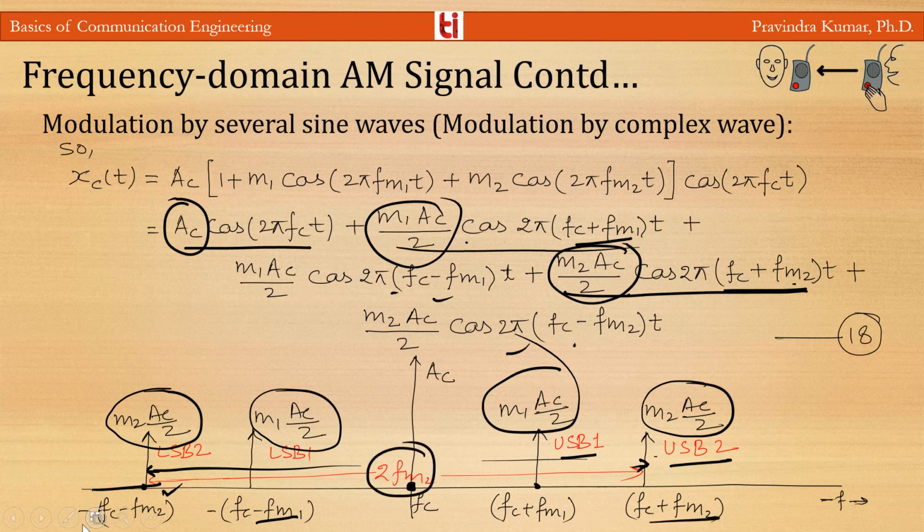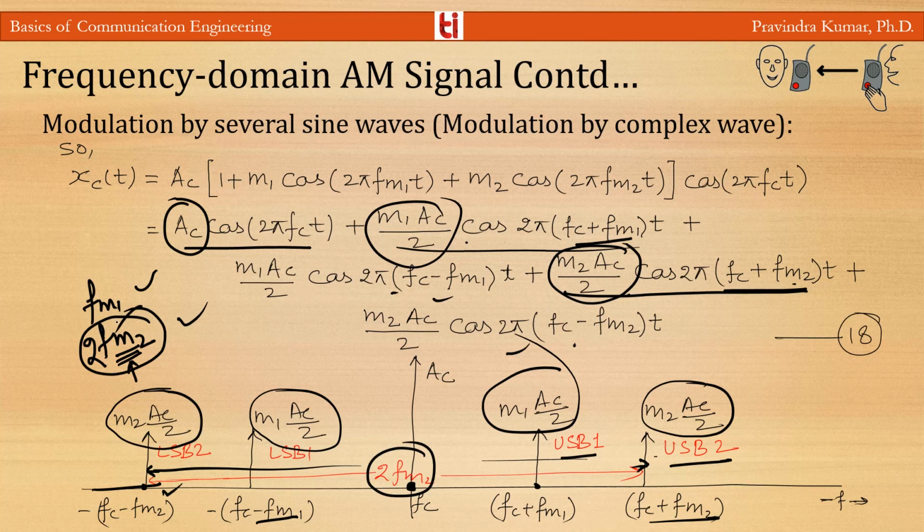So the bandwidth of the AM signal in this case is equal to twice the maximum modulating frequency from all baseband signals. If there are two modulating signals, just like here, fm1 and fm2, the signal having the highest frequency is fm2. So the bandwidth of the modulated signal will be 2 times the highest frequency component of your baseband signal. So it is 2 fm2, not 2 fm1 here.